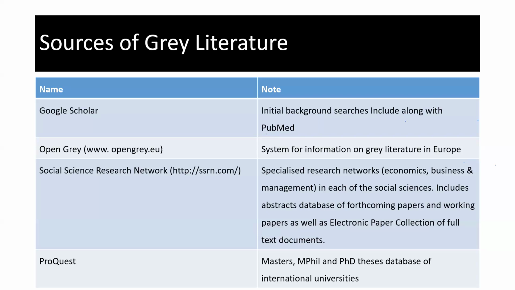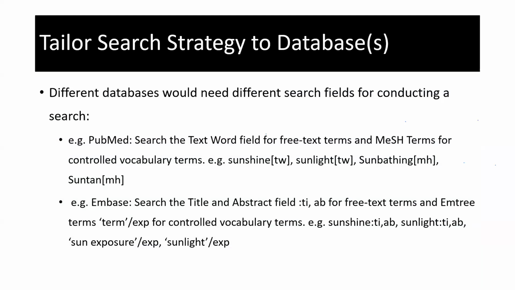And then you have the social science research network, ssrn.com. This is special research on economics and business management, and it includes databases for forthcoming papers and working papers. Also during the COVID times, we saw preprints. There are huge numbers of preprints now available, not formally published, but they can also be a good resource. And then we have ProQuest, which has master's, MPhil, and PhD thesis databases, and you have your own country's university databases, in which these theses are held. They are not published, but you can access them through your university library system.